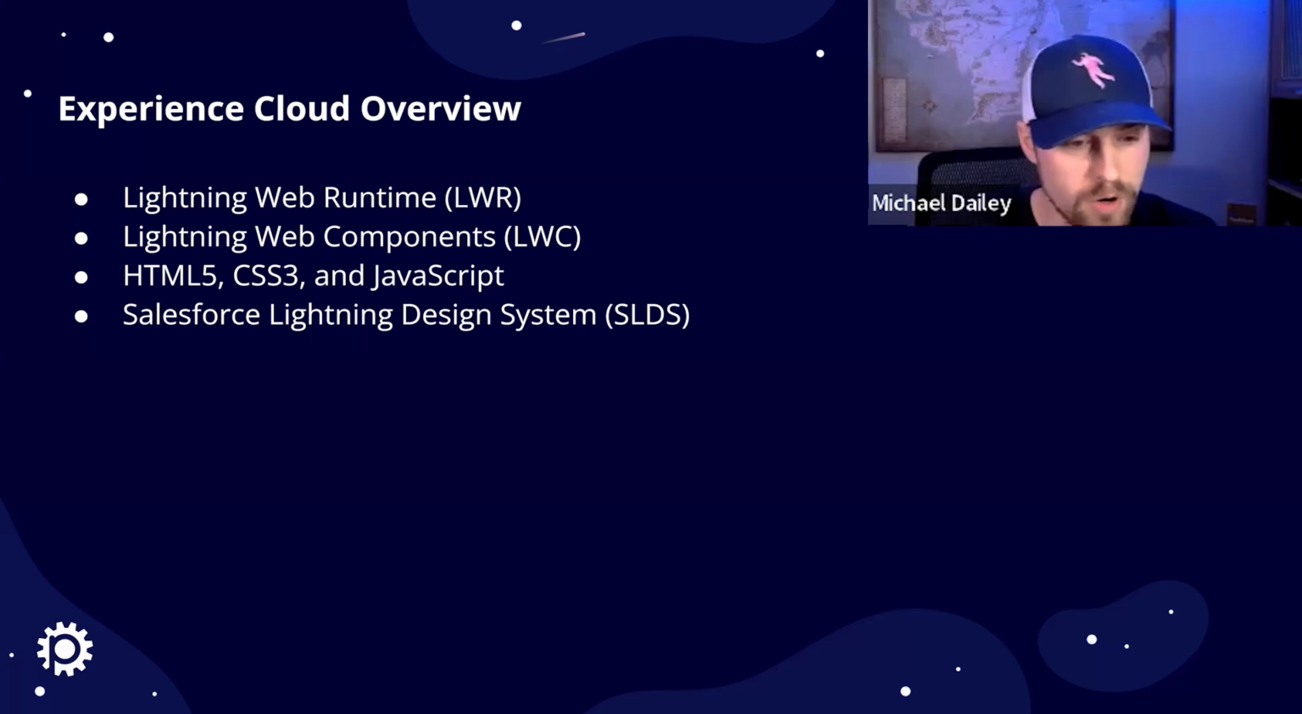So the LWR is what allows for the build-your-own experience. It can support statically generated content through the CDN, which is a content delivery network. So it allows you to fetch data via APIs and use those in the content. It's used primarily for high performance websites, sites with a lot of traffic and things of that nature.